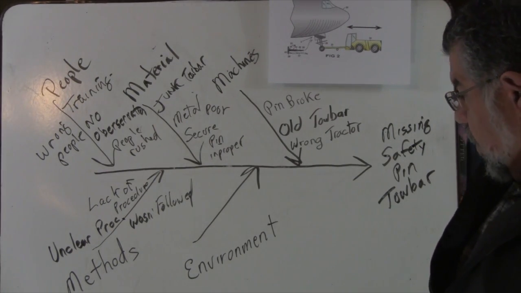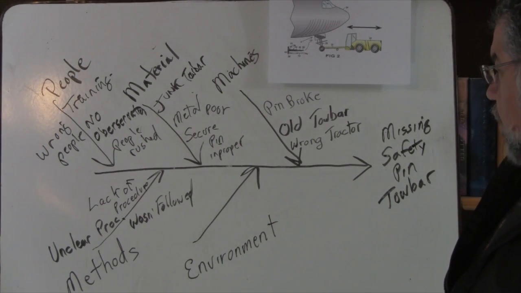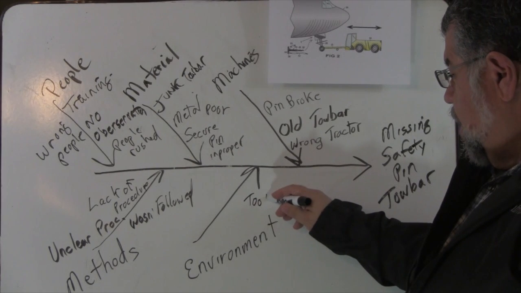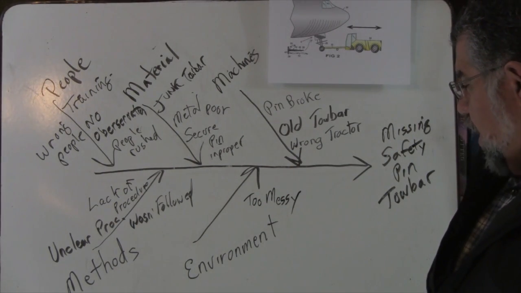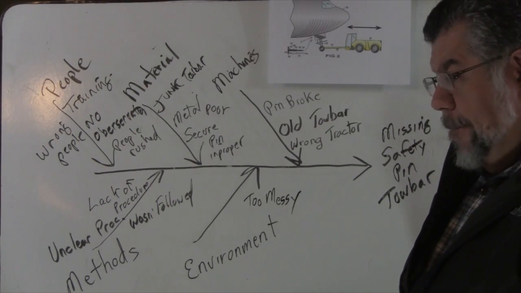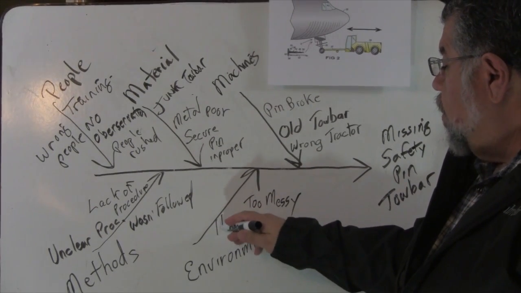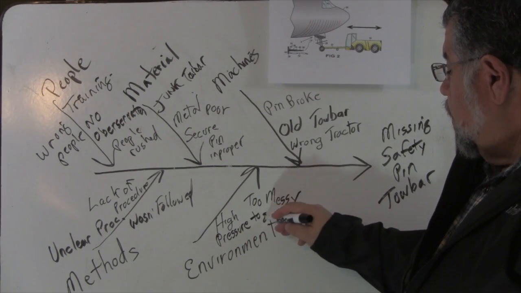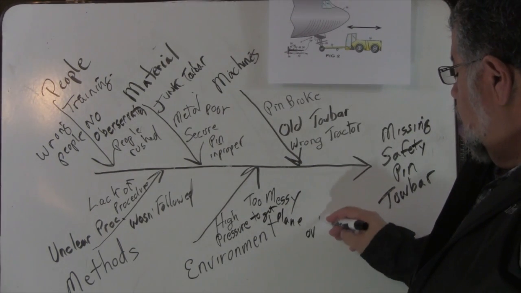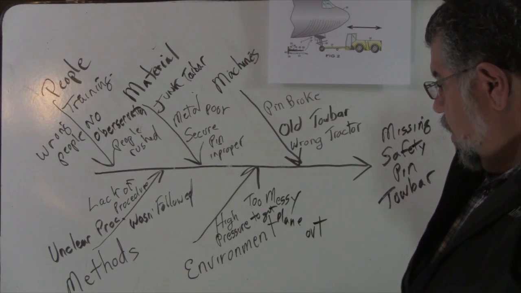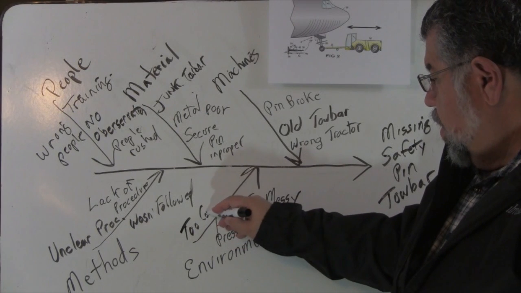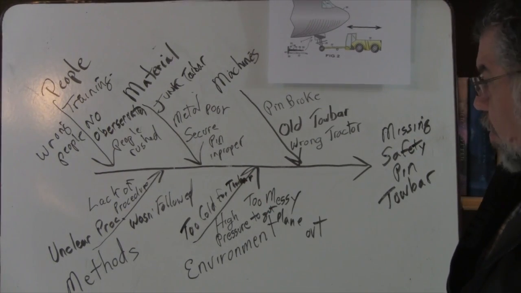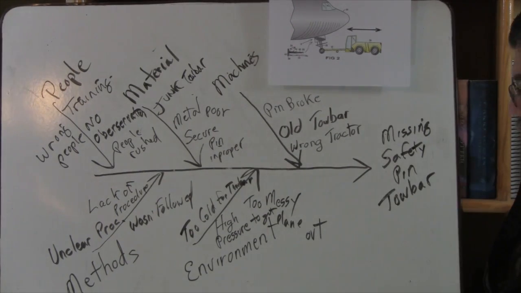All right, let's move on to environment. Maybe something was causing that to be the problem here. So what about environment? Maybe it was too messy, so they didn't notice the pin. Yeah, that could be it, too messy. Anything else? Maybe a high pressure to get the plane out. Yeah, right. We're always under high pressure to get the plane out, right? So, high pressure to get the plane out. Okay, anything else? Maybe it was too cold for the tow bar. Too cold. Okay. Anything else? No. Okay, anybody have anything else in any other category that you want to add?